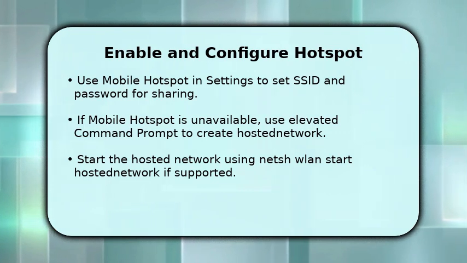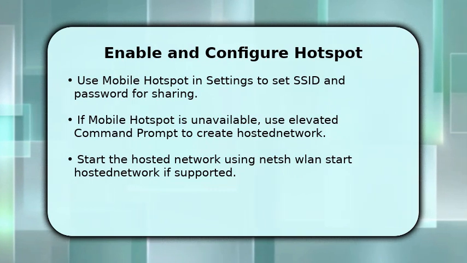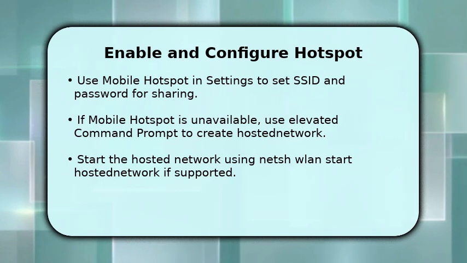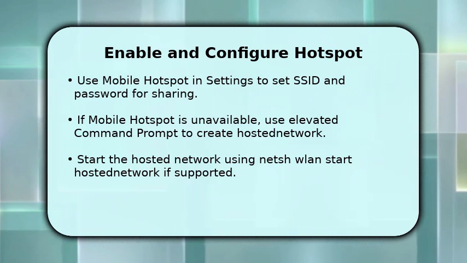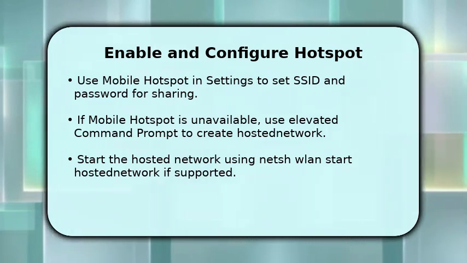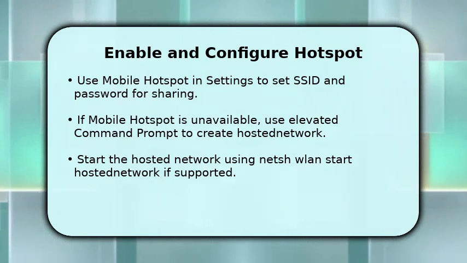If Mobile Hotspot is unavailable, open an elevated command prompt and run commands to set Hosted Network Mode, SSID, and Key as administrator. Use netsh wlan start hostednetwork to begin broadcasting if your adapter supports it. Confirm connected devices in Settings, and disconnect any devices you no longer trust or need.